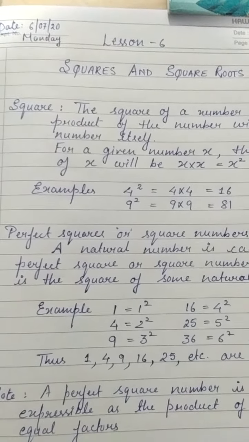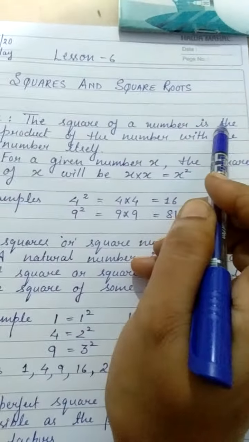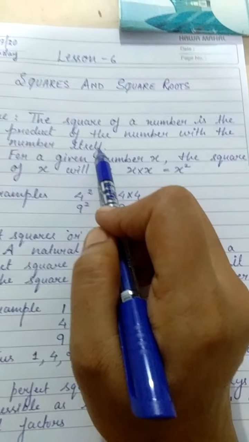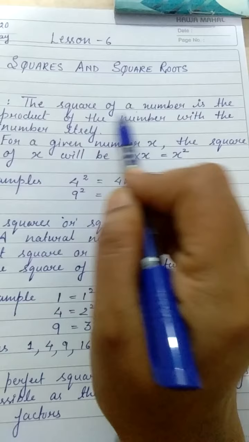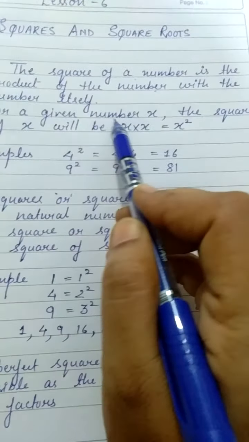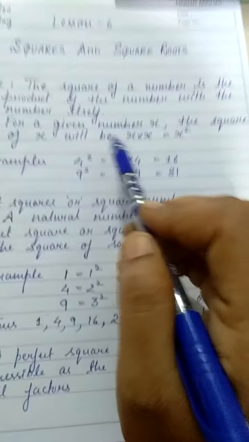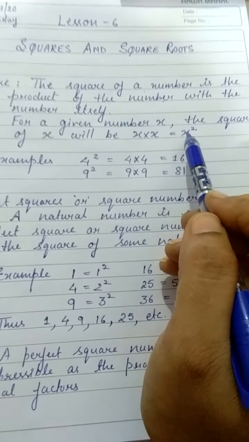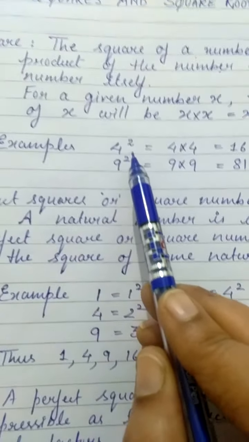What do you understand by square? Children, the square of a number is the product of the number with the number itself. I repeat, the square of a number is the product of the number with the number itself. For any given number, children, x, the square of x will be what? x into x, which will be equal to x square.